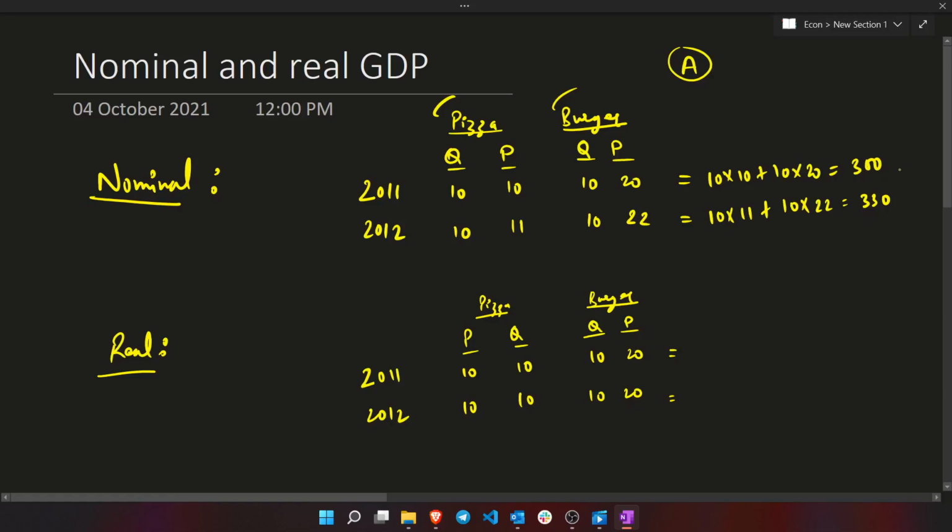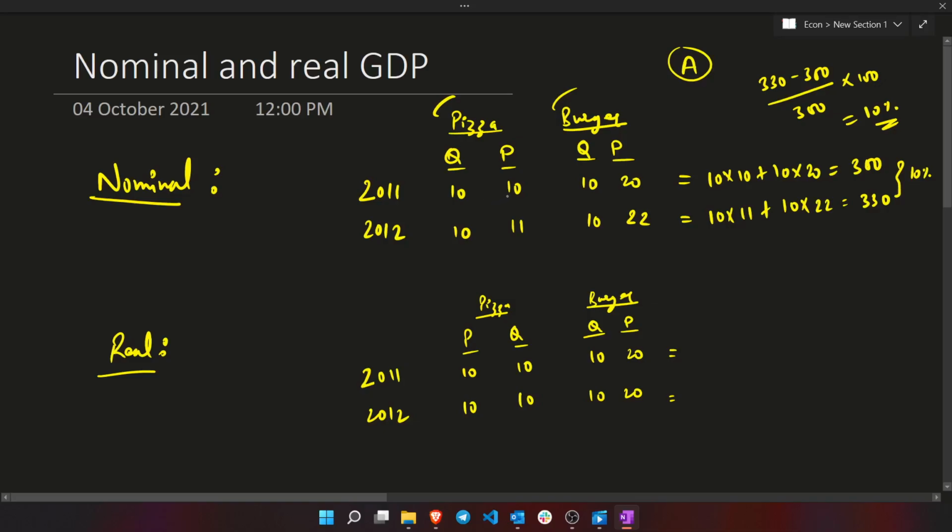So the change over here is 10%. How do you get the change? It's basically 330 minus 300 divided by 300. Whenever you're computing change, that's how you compute it: 330 minus 300 divided by 300 into 100. That will give us 10%. So the GDP has increased by 10%.